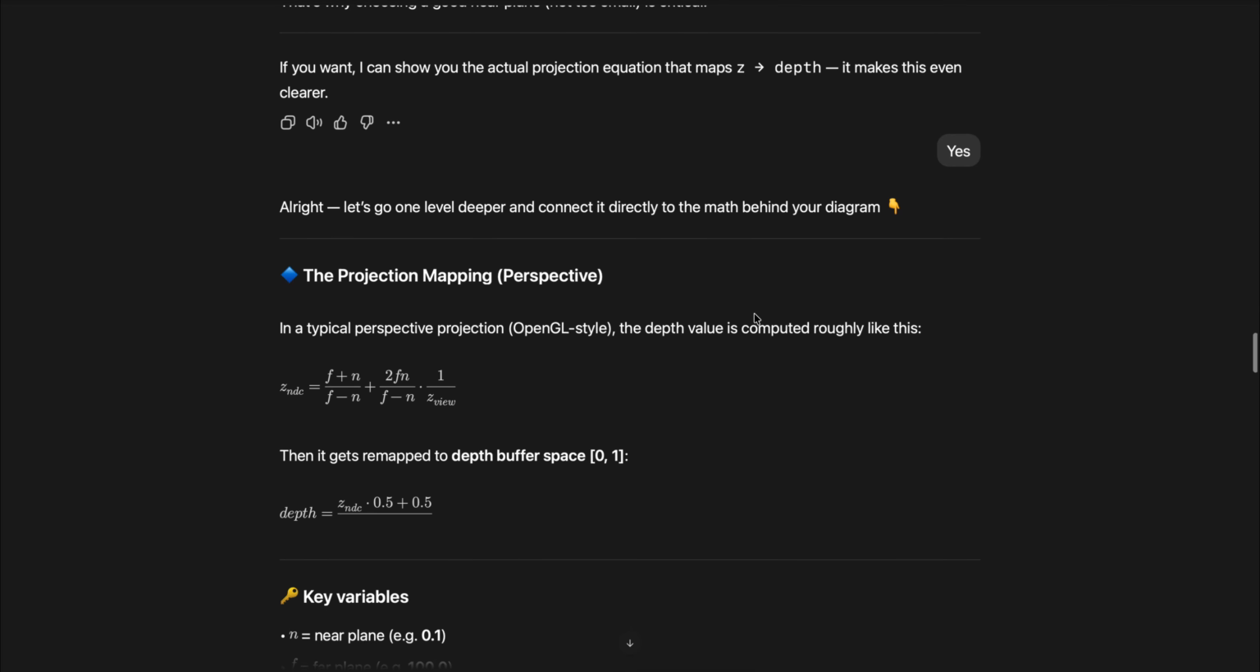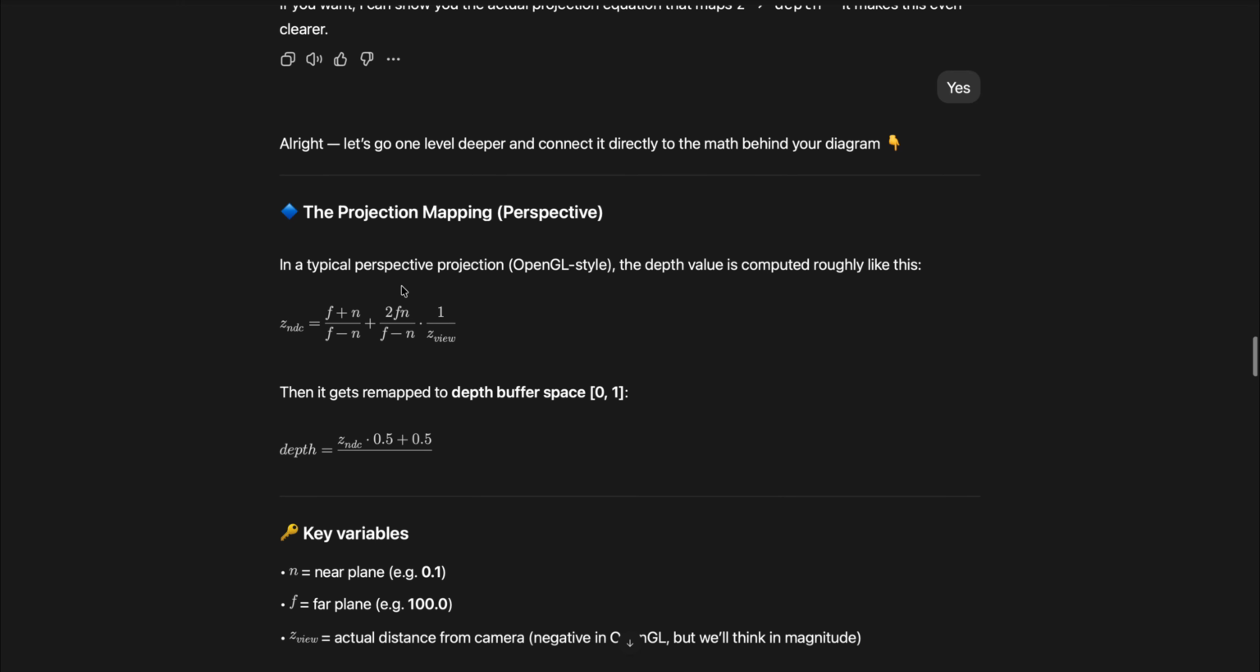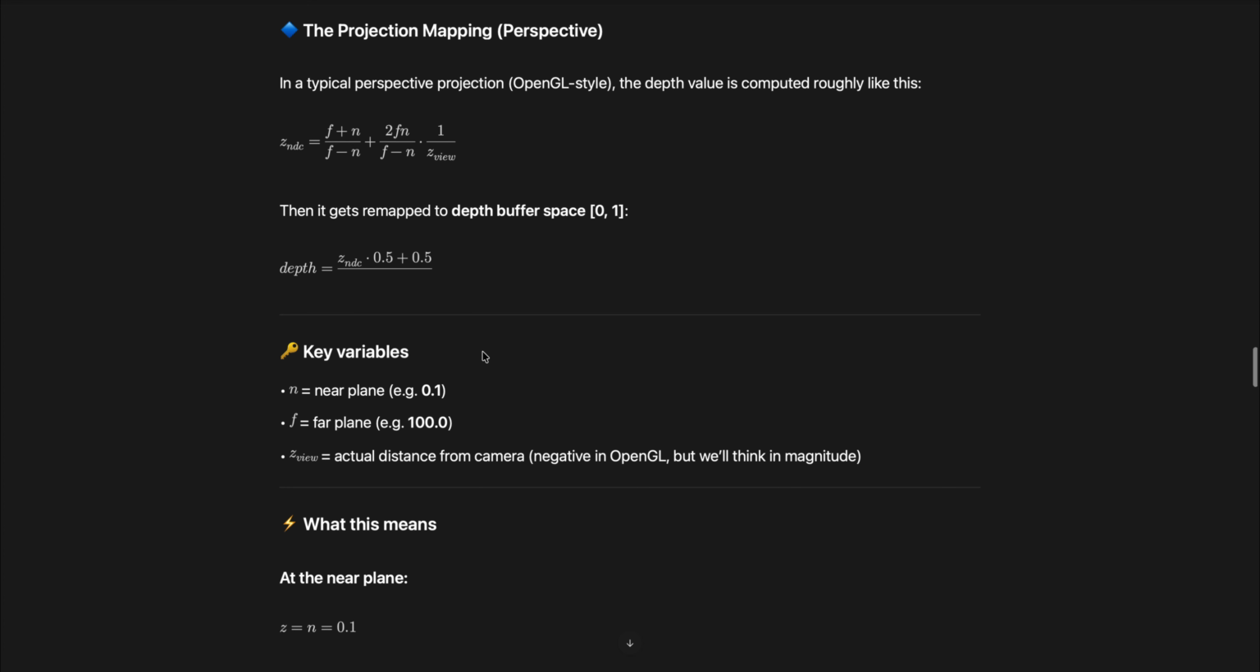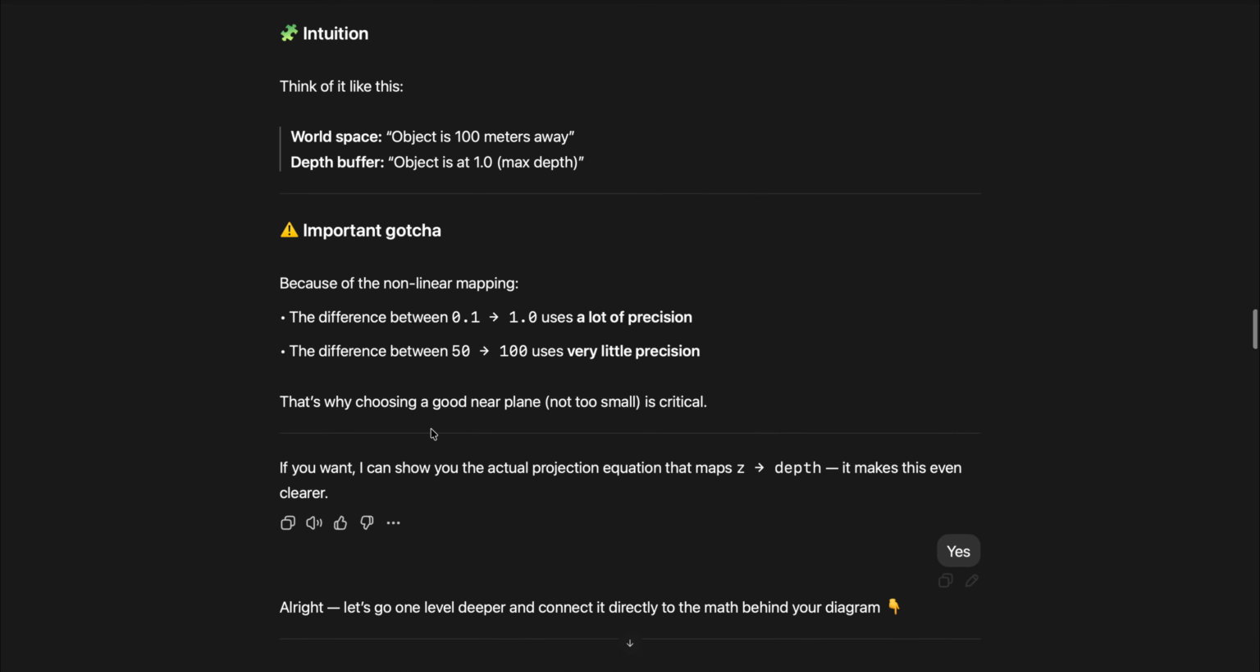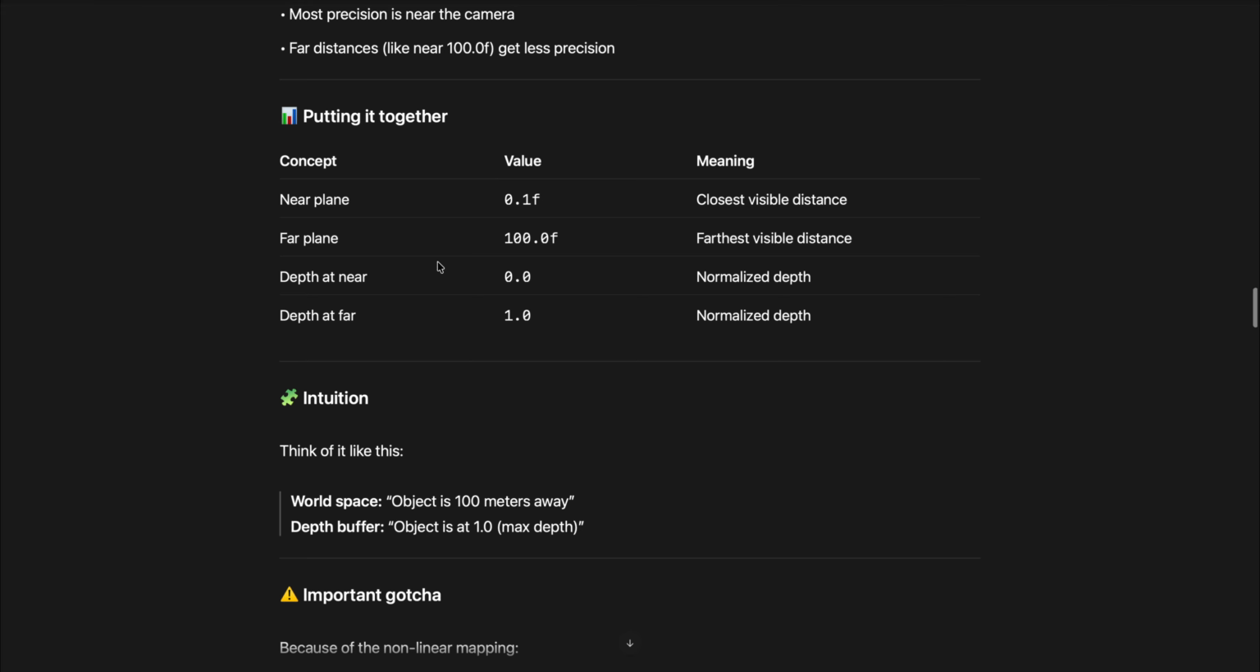When we go further into it, we talk about the projection mapping. In a typical perspective projection, the depth value is computed roughly like this. Then it gets mapped to a depth buffer space with a range from 0 to 1, right? So this is the math behind it. Key variables: n is the near plane, and f is the far plane. The near plane is 0.1, the far plane is 100, and that is consistent with what we have here, okay?